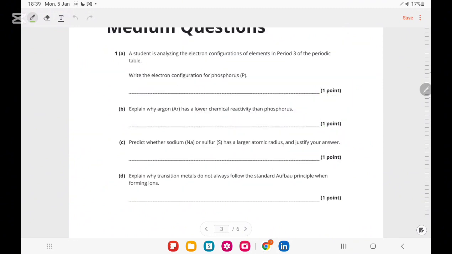Write the electronic configuration of phosphorus. It belongs to period 3 and phosphorus is 15, 31. So let's write its electronic configuration: 1s2, 2s2, then we have 2p6, then we have 3s2, then we have 3p3.